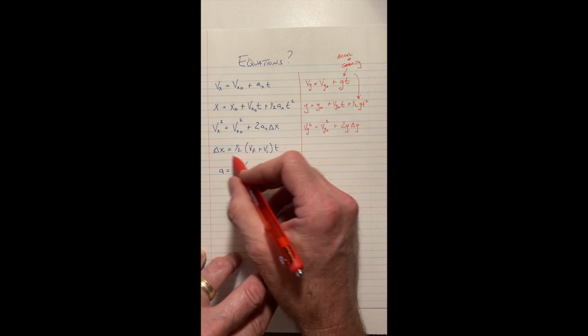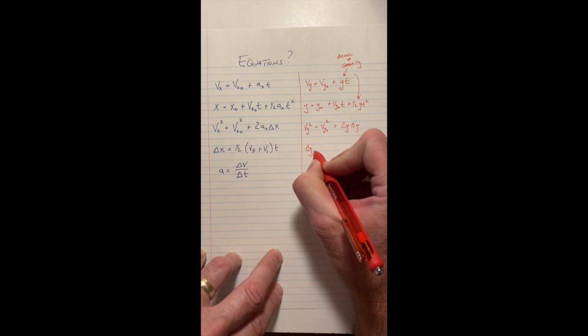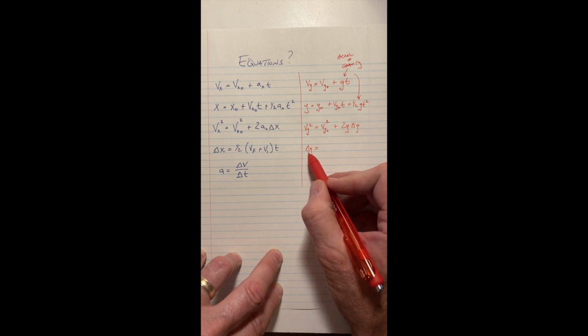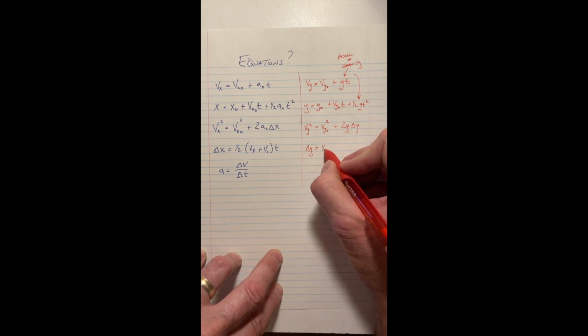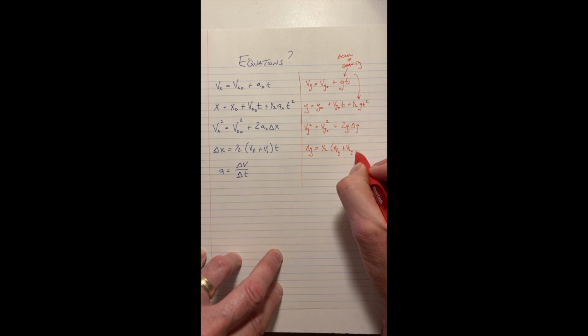And we have this weird equation that I told you should probably memorize. You can say that the change in your height, or the change in your y direction, is equal to 1/2 v final in the y direction plus v initial in the y direction times t. Where's gravity? This equation does not have an acceleration, so gravity is not in there.